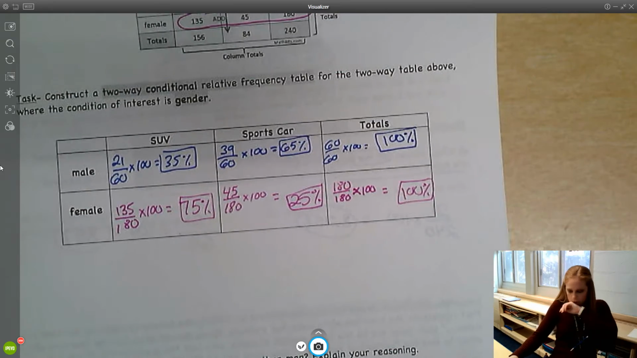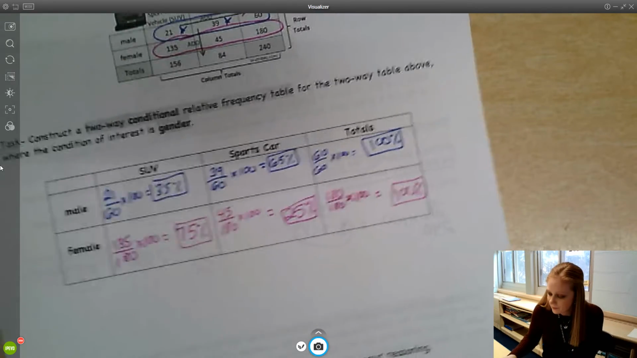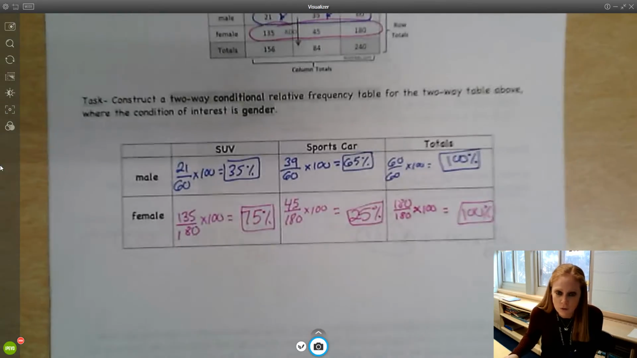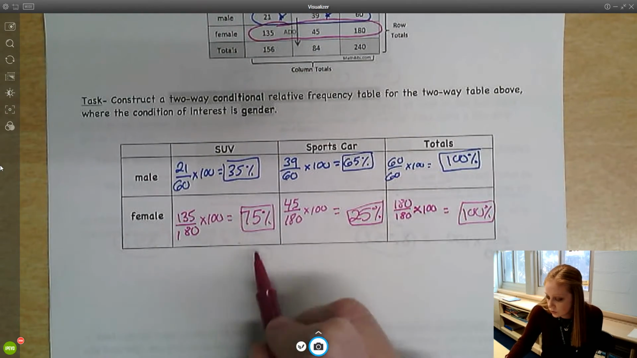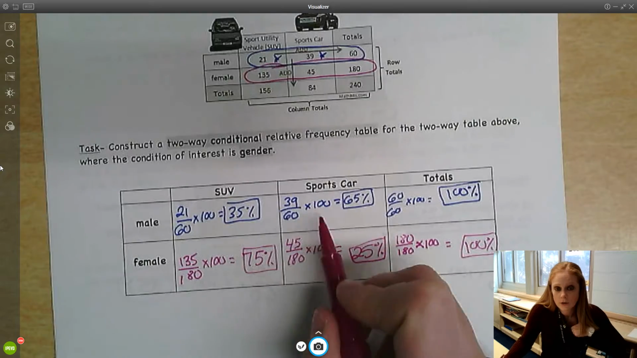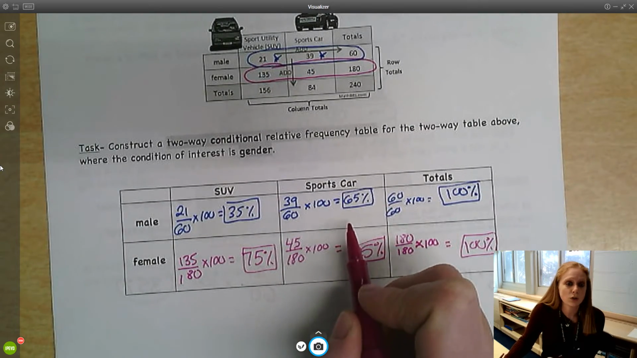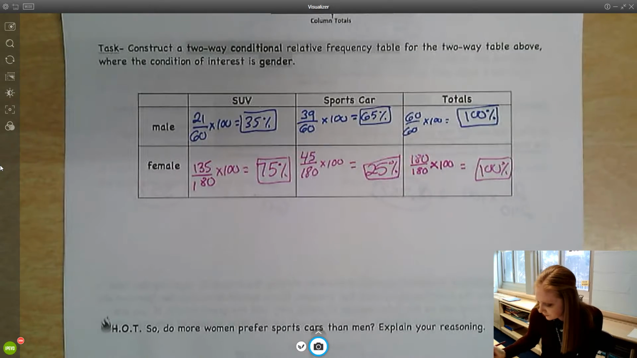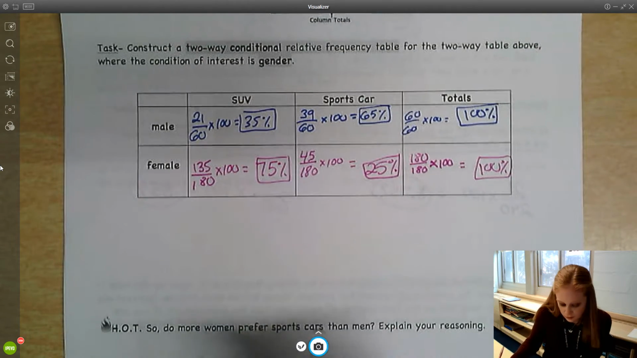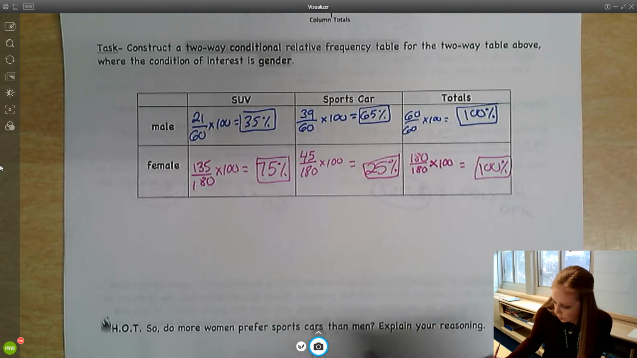So, do more women prefer sports cars than men? Explain your reasoning. So if you're looking at the sports cars, 25% of the females chose sports car, so much more chose an SUV. Whereas for the males, much more chose a sports car, 65%. So for our hot problem, do more women prefer sports cars than men? The answer is no, more men prefer.